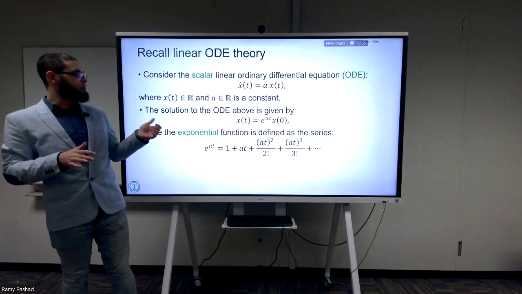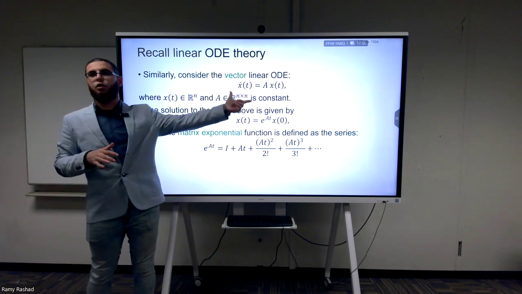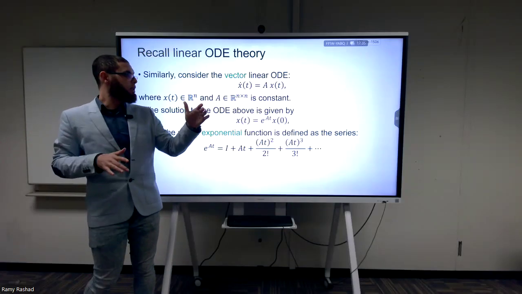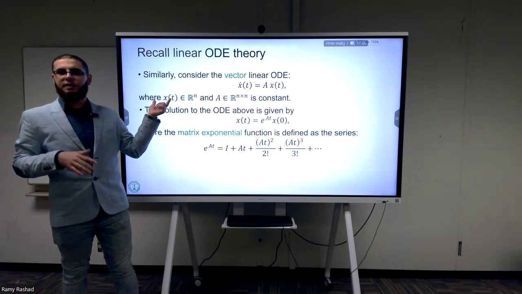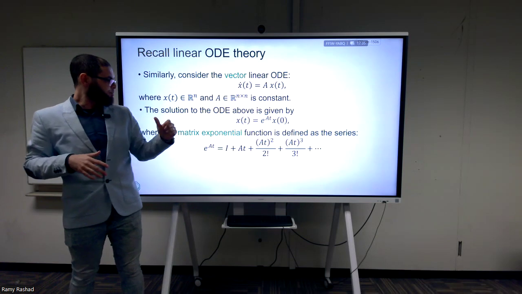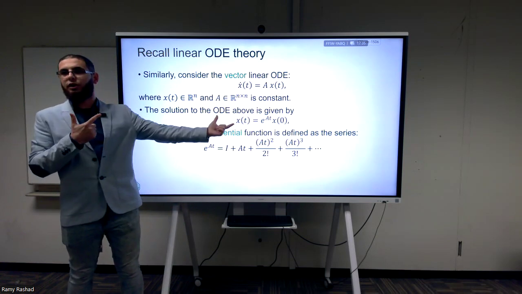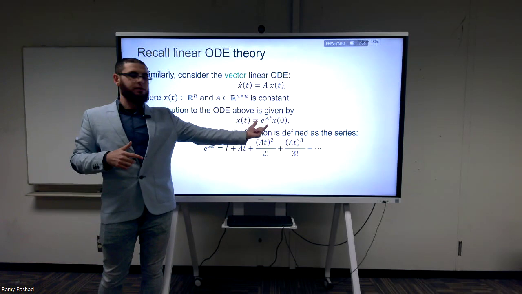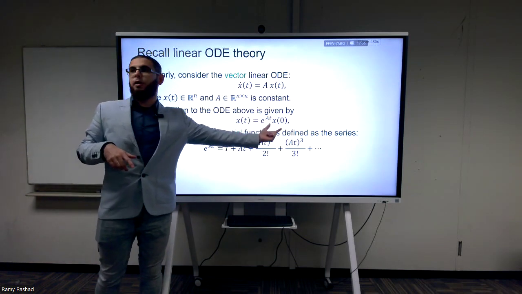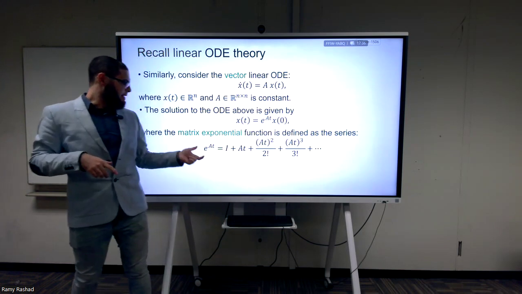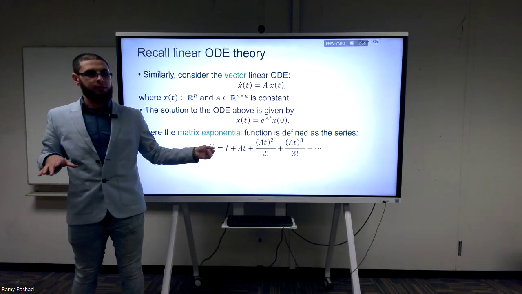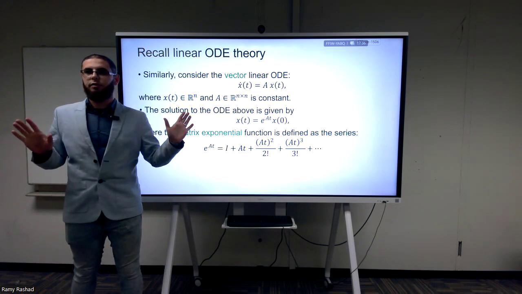Can we do the same for matrices? Yes, of course. If we have a vector linear ODE, x dot equals a x of t, everything else holds the same, where x of t now lives in Rn, so it's a vector in Rn, and a is a constant matrix. The solution of this ordinary differential equation is again the matrix exponential, e to the power at, multiplied by the initial condition x of 0. And this matrix exponential is defined in the same way, as an expansion of at. Clear? Okay.